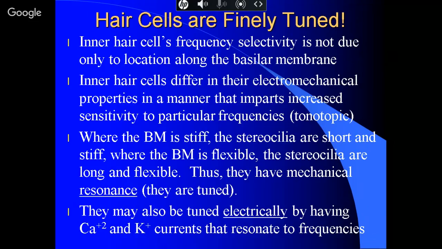We already said that the hair cells are finely tuned. Now we're back to the question of how do we detect pitch, frequency, that sort of thing. So we already said, first of all, that the outer ear is already capable of shaping, and the basilar membrane certainly is capable of shaping pitch as it gets to the transducers, but so are the transducers themselves.